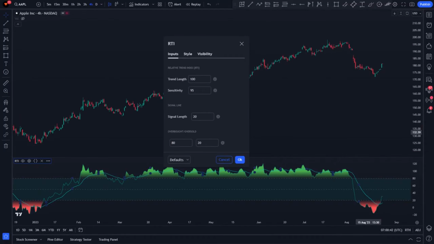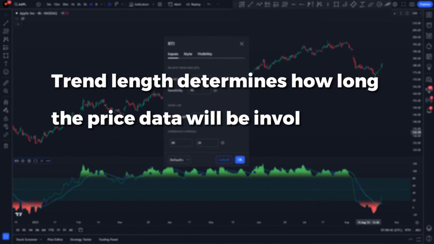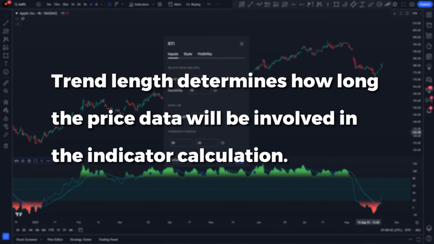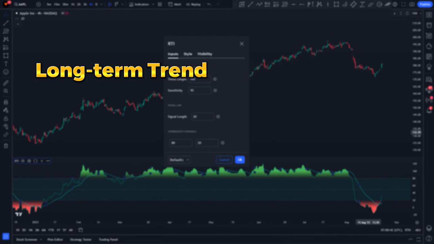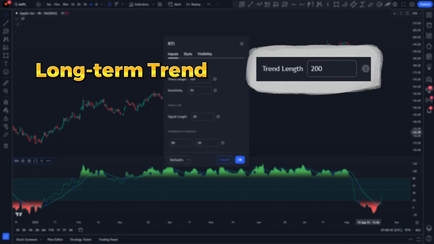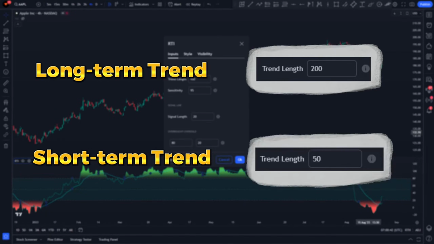We also can customize the trend length and trend sensitivity. Trend length determines how long the price data will be involved in the indicator calculation. If we want to identify the long-term trend, we can use longer trend length. If we want to identify the short-term trend, we can use shorter trend length.